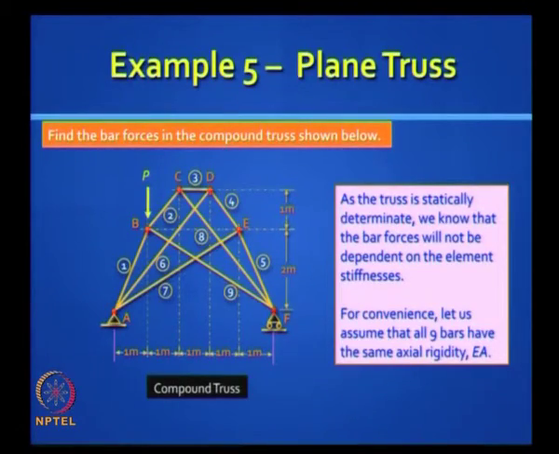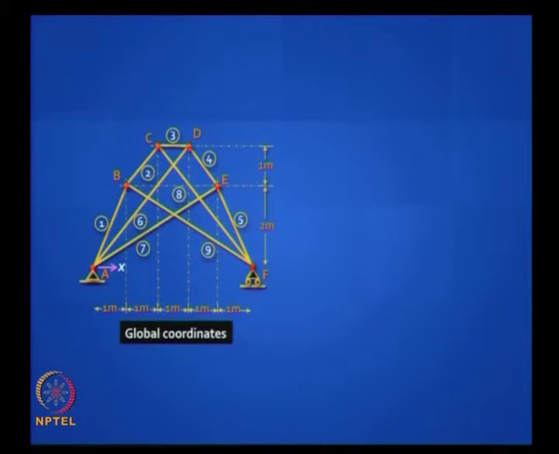So we have to now put the global coordinates. How many active coordinates do you think we have here? 1, 2, 3, 4, 5, 6, 7, 8, 9. Okay, so let us label them 1 to 9, very easy. We have some restraint coordinates also, 10, 11, 12, clear? Very easy. What do we do next?